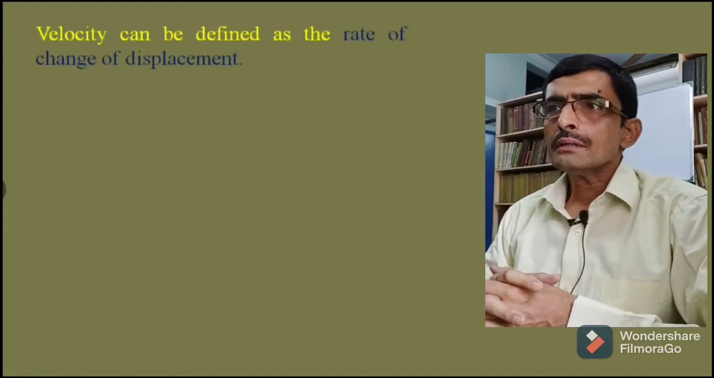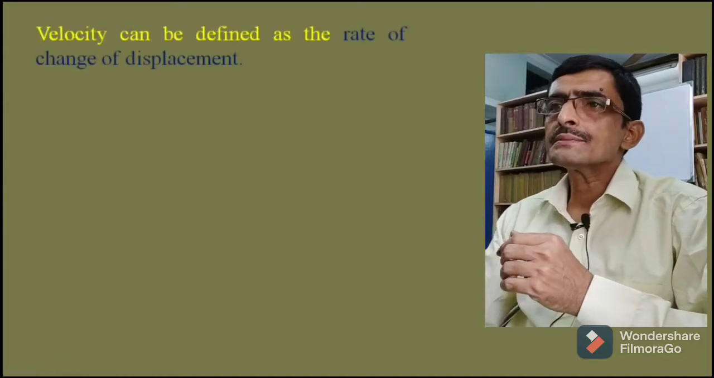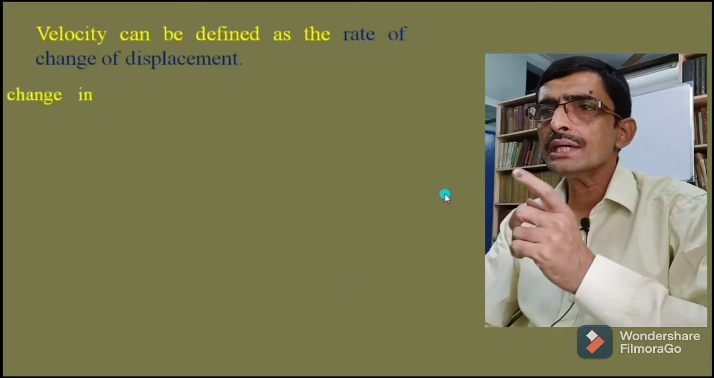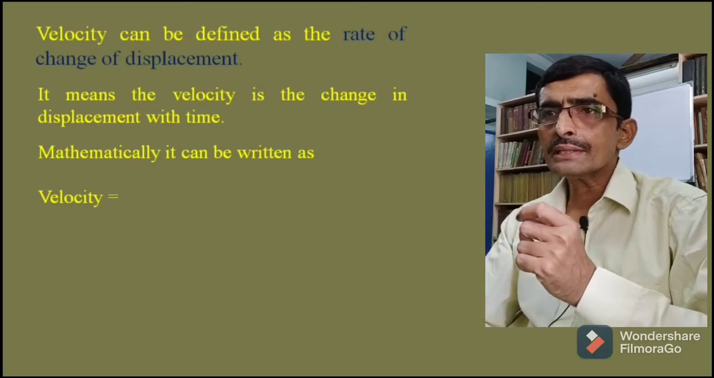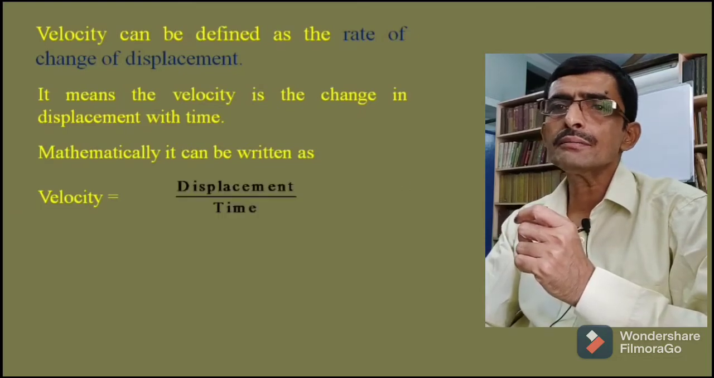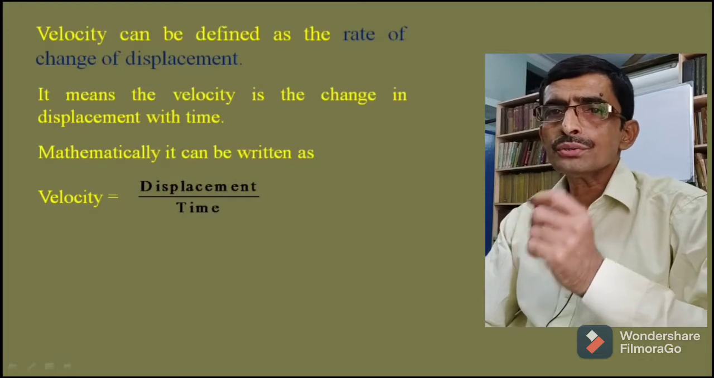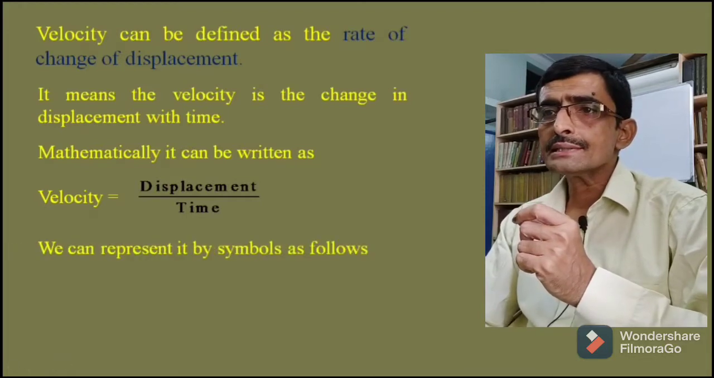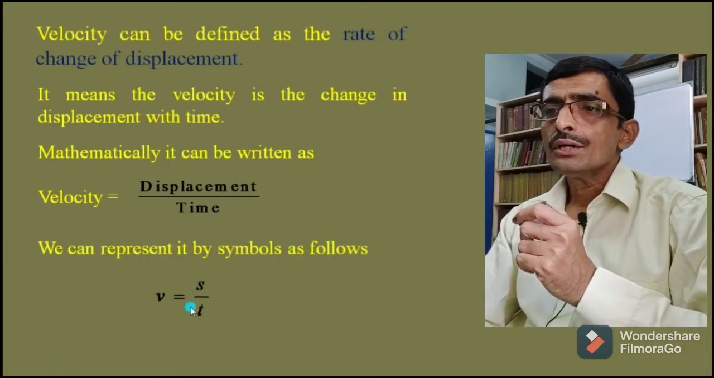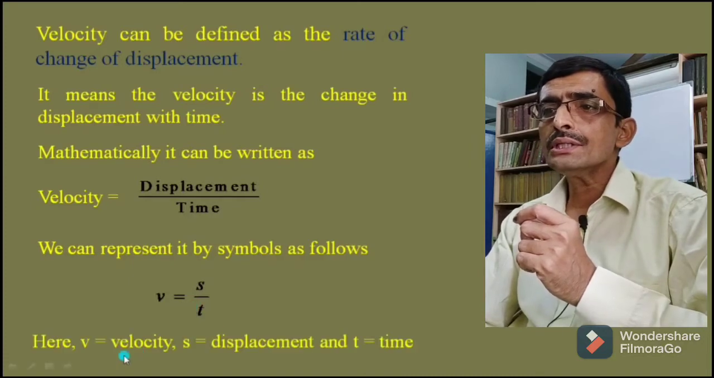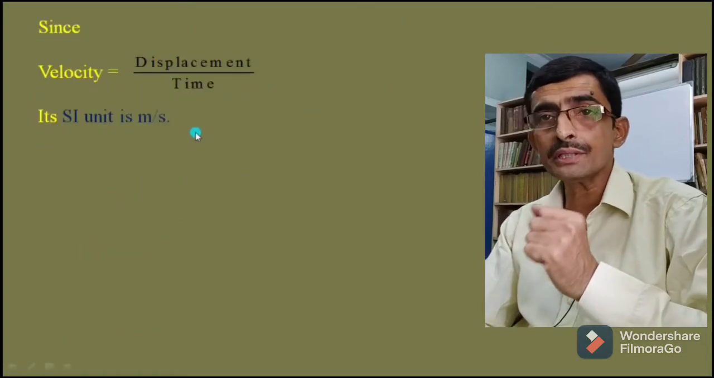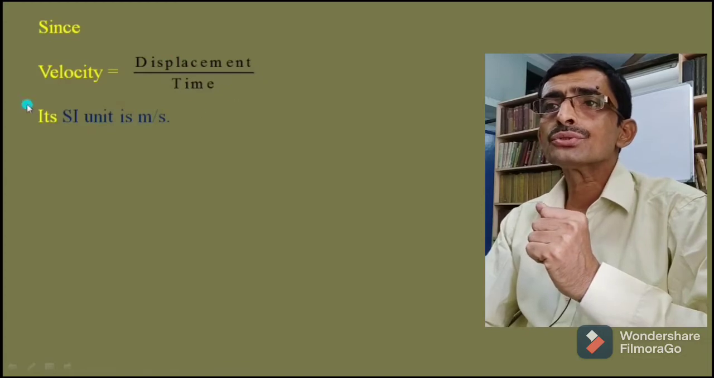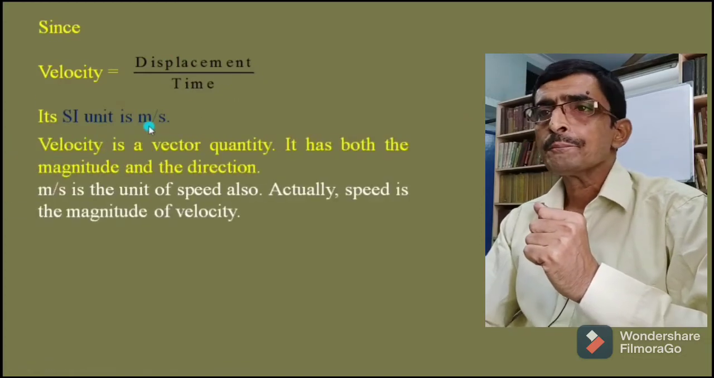So velocity can be defined as the rate of change of displacement. What does it mean? It means change in displacement with time. Therefore velocity can be written mathematically as displacement divided by time. Also it can be represented by symbols as v = s/t, where v stands for velocity, s stands for displacement, and t stands for time. Since velocity is represented as displacement by time, its SI unit should be meter per second.